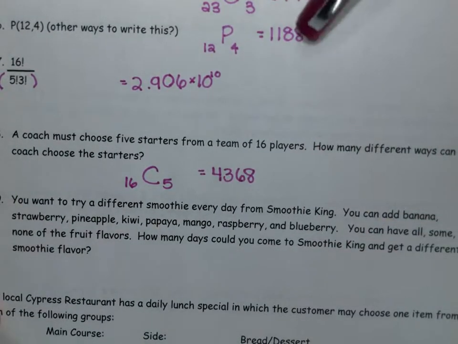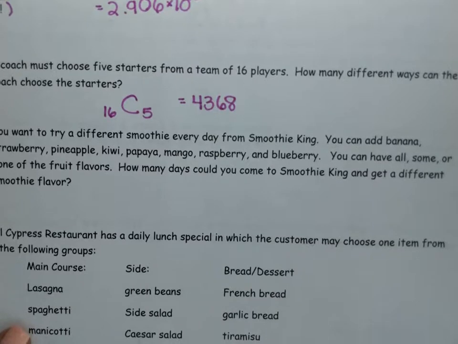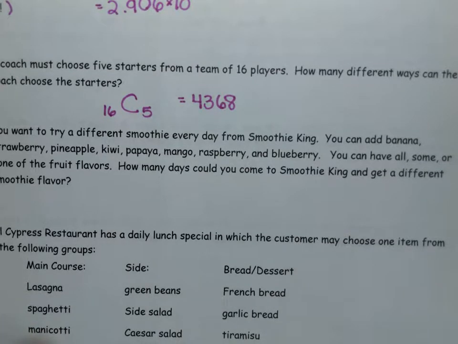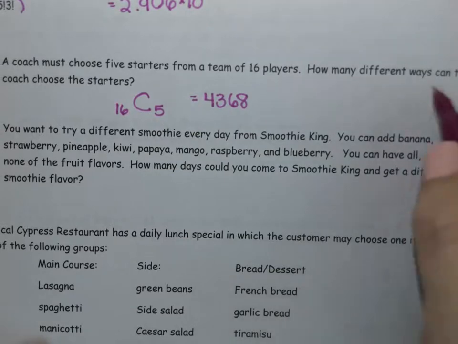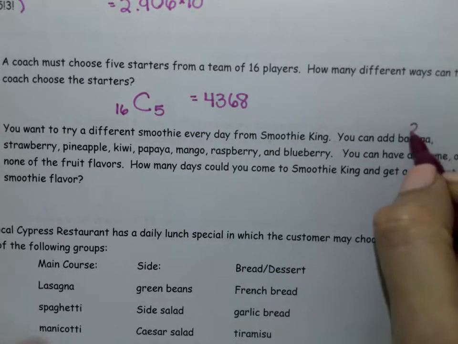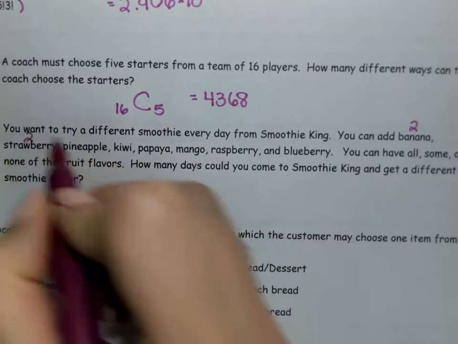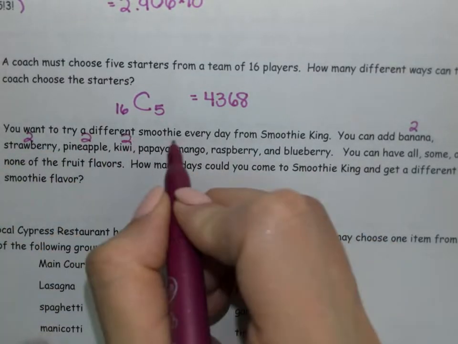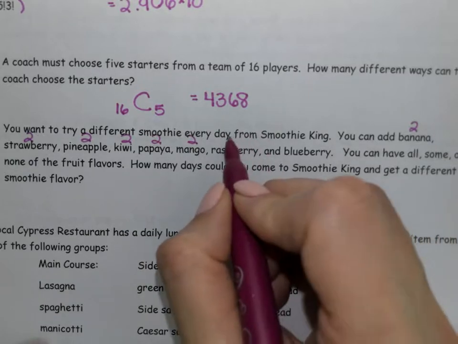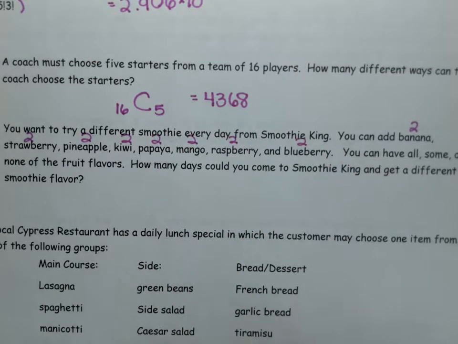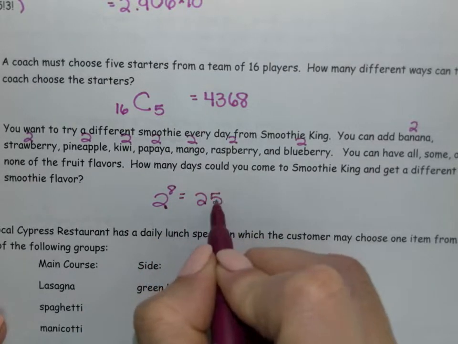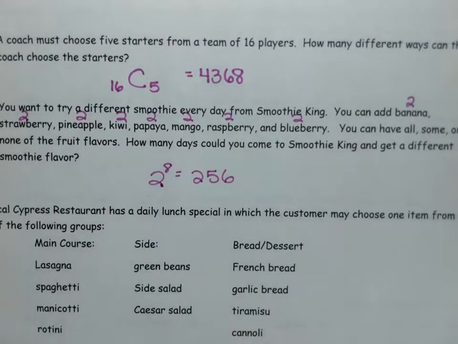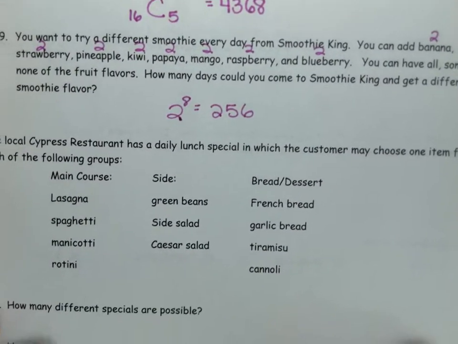You want to try a different smoothie every day from Smoothie King. You can add banana, strawberry, pineapple, kiwi, papaya, mango, raspberry, and blueberry. You can have all, some, or none of the fruit flavors. Because for each of these fruits, you have the option to either have it or not have it, you have 2 options for banana, 2 for strawberry, 2 for pineapple, 2 for kiwi, 2 for papaya, 2 for mango, 2 for raspberry, and 2 for blueberry. So you have 2 options 8 different times, which gives you 256 days that you could get a different smoothie.